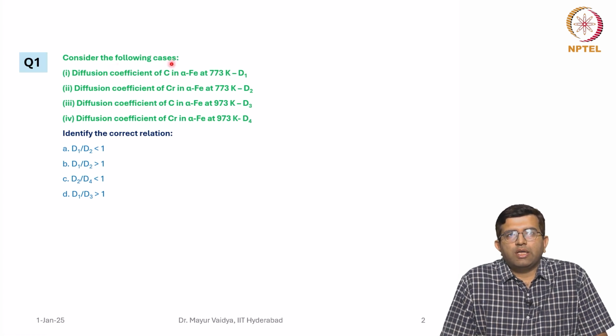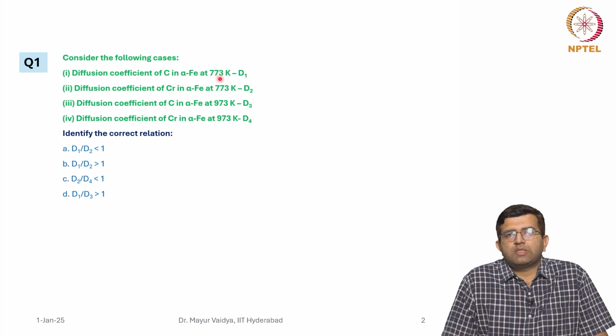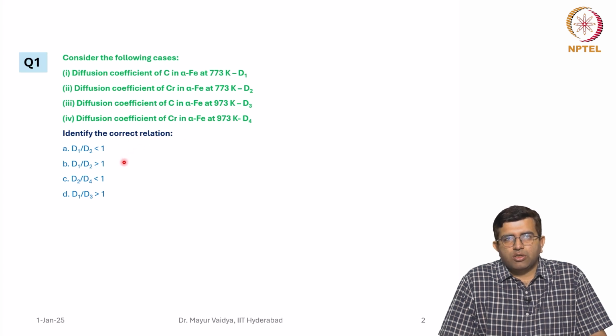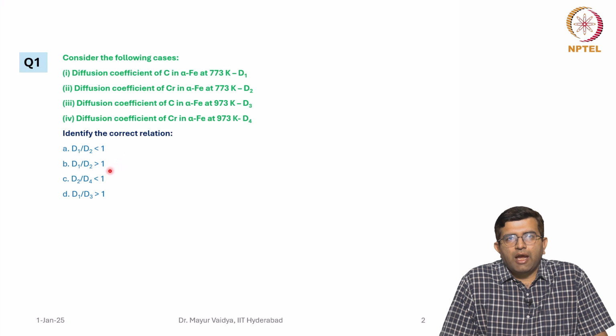So consider the following cases. Diffusion coefficient of carbon in alpha iron at 773 Kelvin is designated as D1. Diffusion coefficient of chromium in alpha iron at 773 Kelvin is D2. Diffusion coefficient of carbon in alpha iron at 973 Kelvin is D3, and diffusion coefficient of chromium in alpha iron at 973 Kelvin is D4. Now, you have to identify the correct relation or relations, and you have to look at each of them carefully and see what is correct.